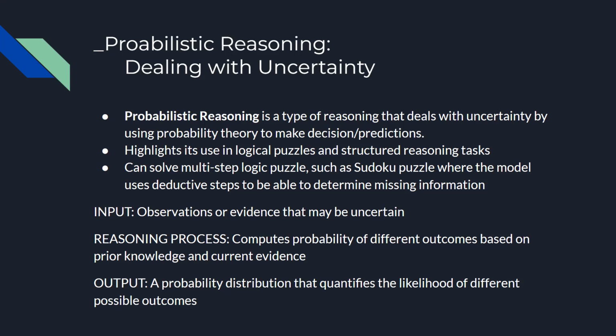And the input could be observations or evidence that may be uncertain. The reasoning process with this is that it computes probability of different outcomes based on prior knowledge and current evidence that is given. And the output of the model would be a probability distribution that quantifies the likelihood of different possible outcomes.